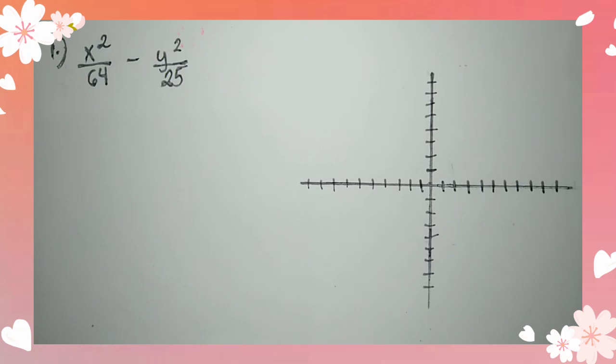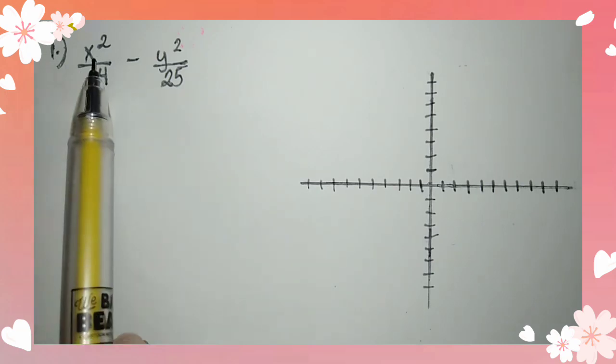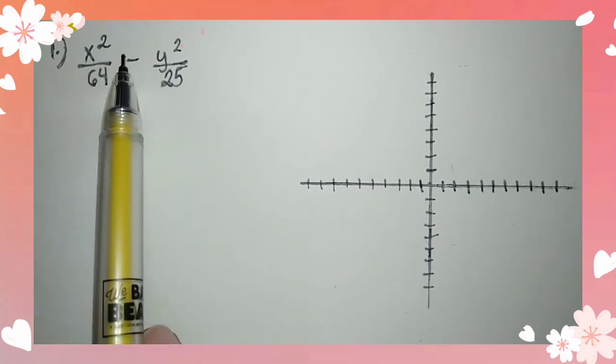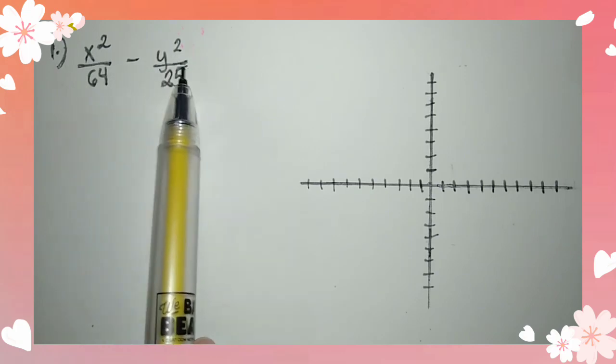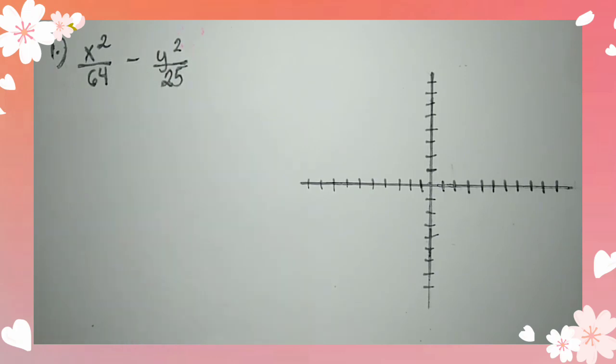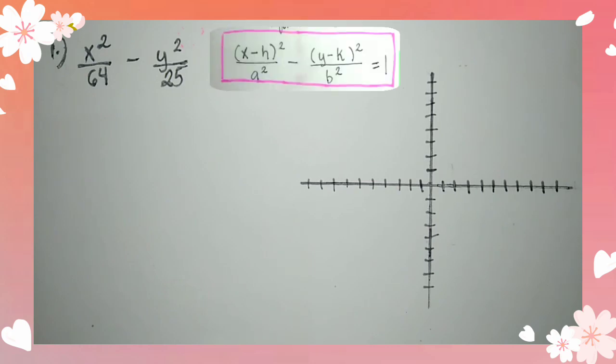Okay, so take a look at our first example. We have x squared over 64 minus y squared over 25. Since ang equation na gagamitin natin dyan is (x minus h) squared over a squared minus (y minus k) squared over b squared, the first thing to do is to identify if our hyperbola opens left and right or opens upward and downward.